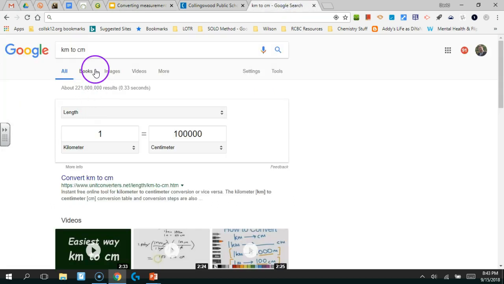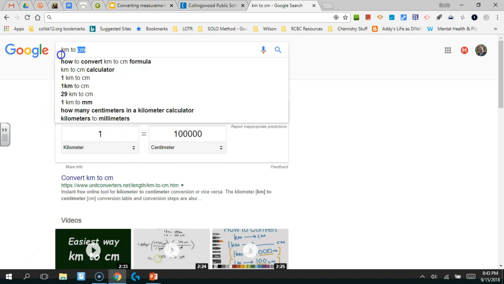And look, I've already looked it up. All I did was do kilometers to centimeters. I didn't type in the number. What I did is I just typed kilometers to centimeters, letting the units be your guide, right? That's my mantra with this. And notice what it says. It says 1 kilometer equals 100,000 centimeters. That's your conversion factor.